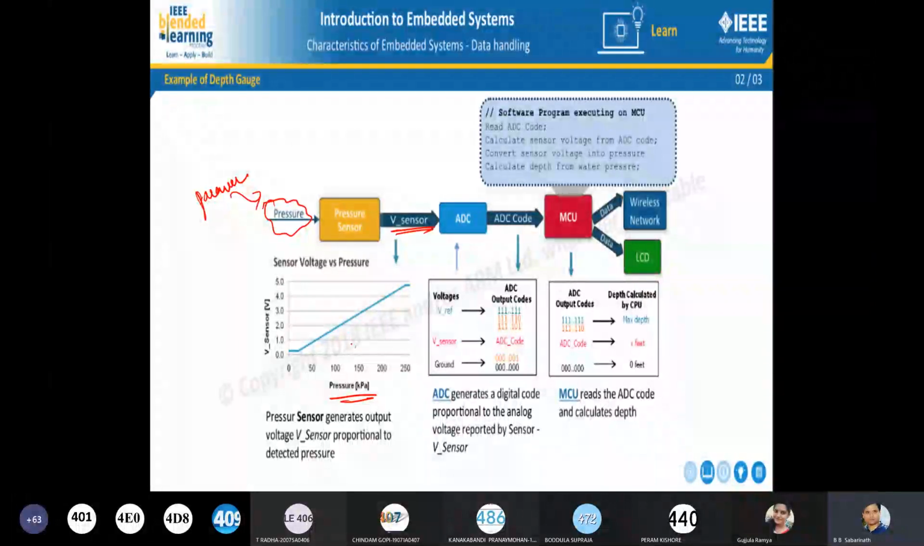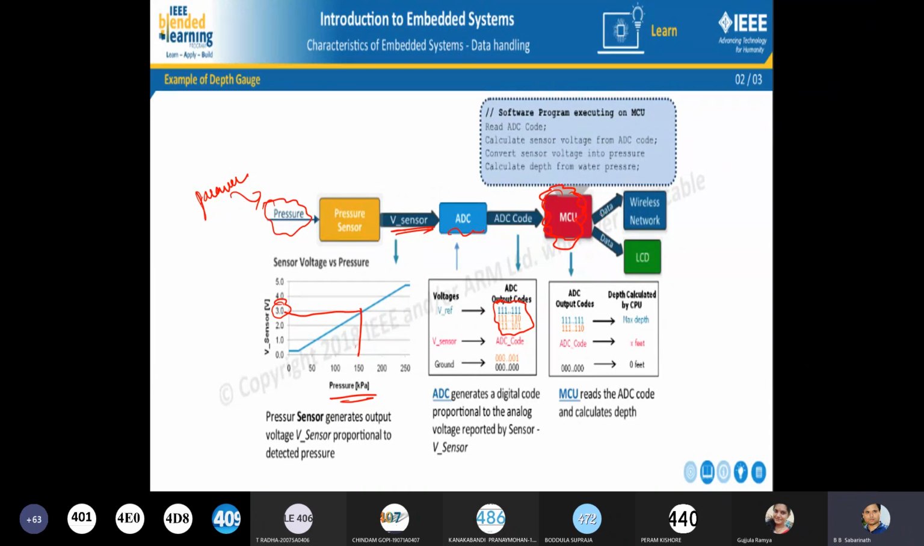For example, if the pressure is 150, corresponding to that it gives 3 volts. That analog voltage is converted to a digital voltage. Digital means we get some bit pattern, and this digital code can be read by the microcontroller.